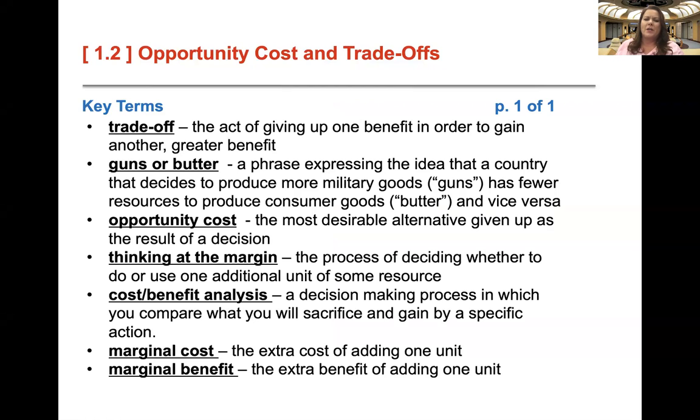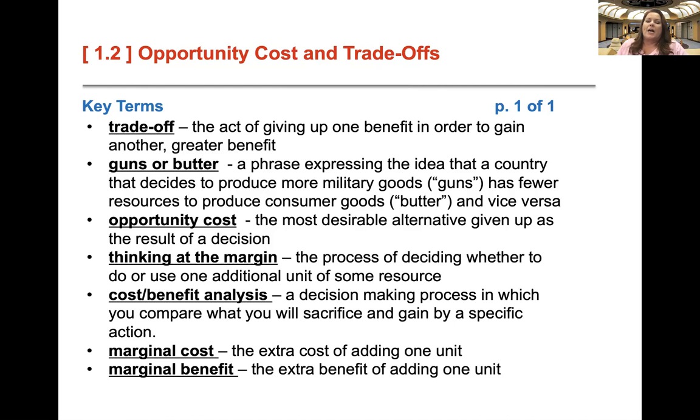So trade-off. Most of you get this one. It's the act of giving up one benefit in order to gain another greater benefit. We have to do this all the time. Like, are you going to work so that you get money? Nobody really wants to work. There's so many things I could be doing if I didn't need money. I'd be doing something, but we work to gain money.